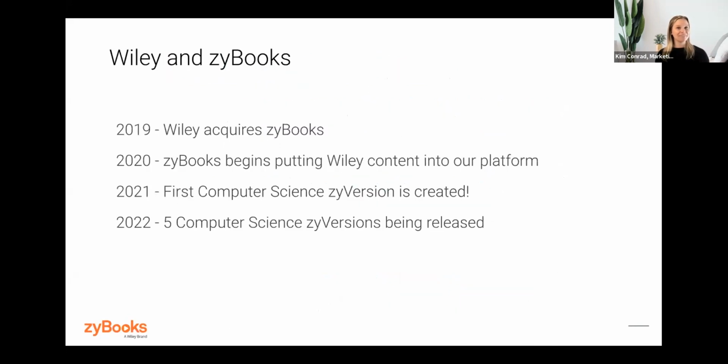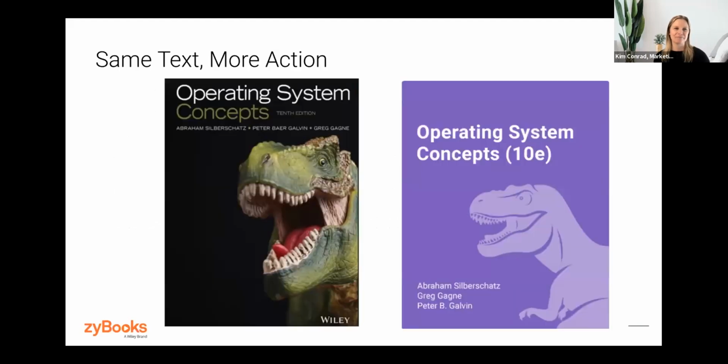Then it expanded. And then in 2019, Wiley Publishing decided to acquire Xi Books, which is really exciting. And in 2020, we started to take the Wiley content, engineering and computer science, all these amazing textbooks, and put it into the Xi Books platform. In 2021, the first computer science Xi version was created. And this year, 2022, we have 5 computer science Xi versions being released. So we'll talk about what a Xi book is versus a Xi version, but just a little background on how we got to where we are today.